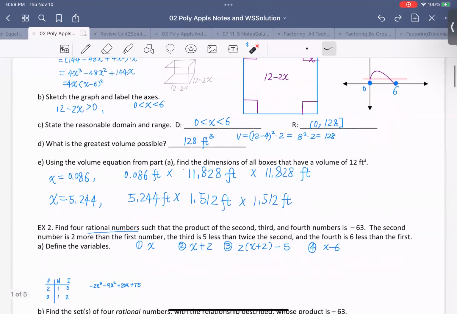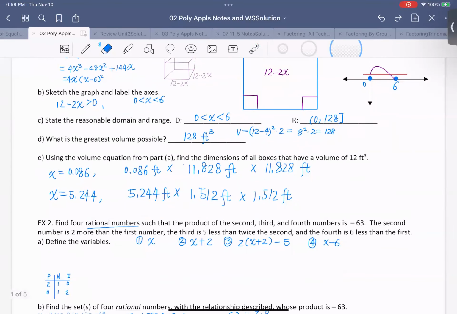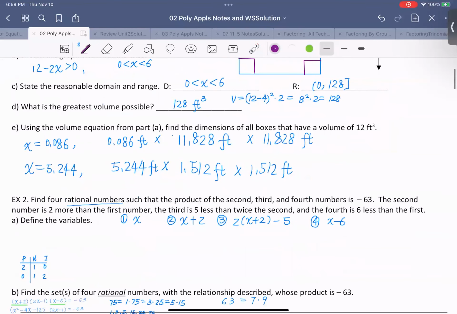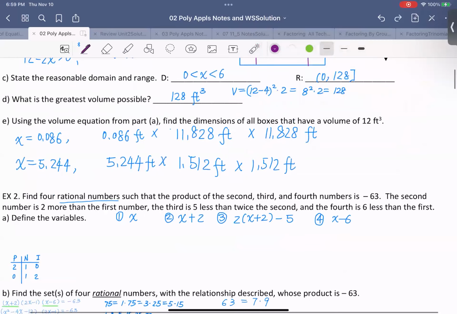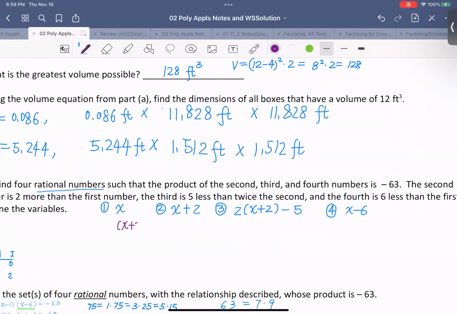Okay, so let's do this one here. The question asks for the product, so we need to make sure we do the product, okay? Claire, let's do this one together. We can do x plus 2 times, this becomes how much? 2x minus 1. And then we times x minus 6, right? Okay, let's multiply these two together.